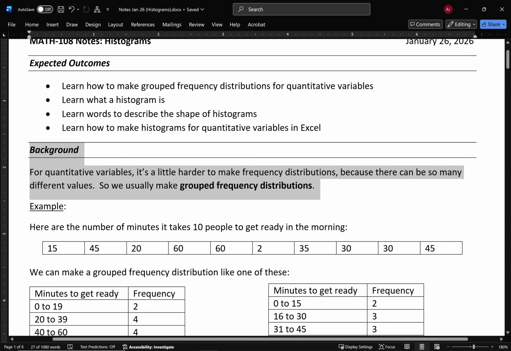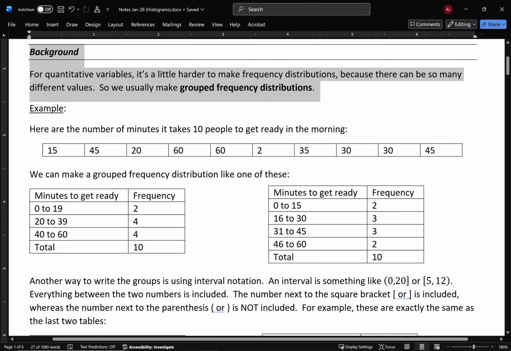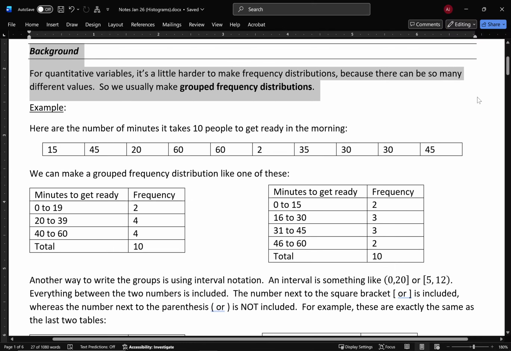So when you have a qualitative variable, then you can make a frequency distribution showing how many of the observation units had each category for that variable. But it's a little bit harder to do that sort of thing for quantitative variables because there can be so many different values. So what we do is group the different values into intervals or bins, and then we make a frequency distribution from that, which can be called a grouped frequency distribution.